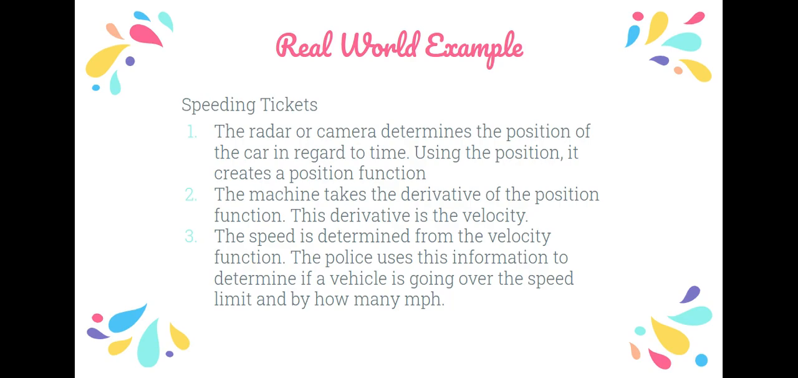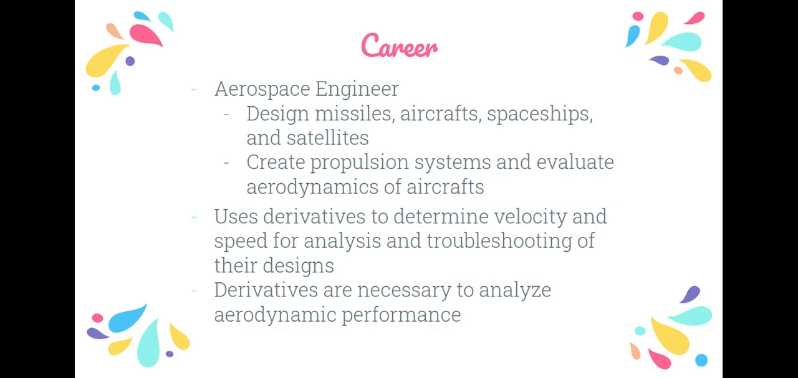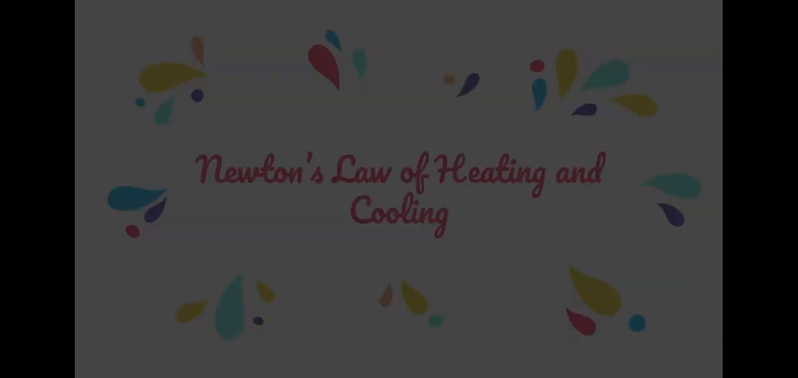A career that uses velocity, speed, and acceleration is aerospace engineering. Aerospace engineers use or design missiles, aircraft, spaceships, and satellites. And they also create propulsion systems and evaluate the aerodynamics of aircraft. They use derivatives to determine velocity and speed for analysis and troubleshooting their designs. They also use derivatives to analyze aerodynamic performance. So they basically use derivatives to make sure their products work and their spaceships and aircraft fly.